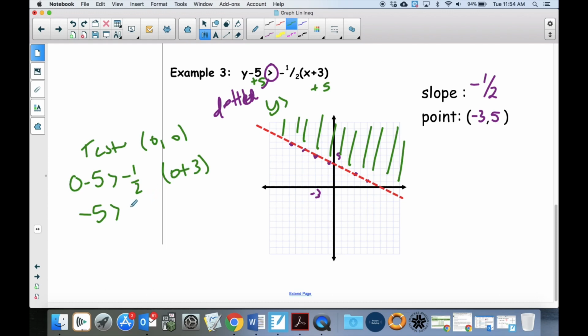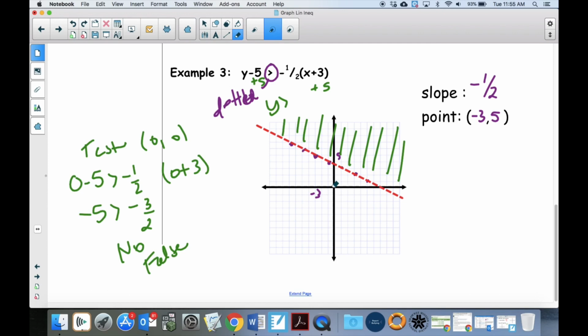-1/2 times 3 is -3/2. Is -5 greater than -3/2? No, it's not. So if you look over at the graph, here's my origin, you'll see the answer was no. That means don't shade the origin. And so I've done it correctly. Okay, so this is the correct graph, the correct shading, and the correct line.